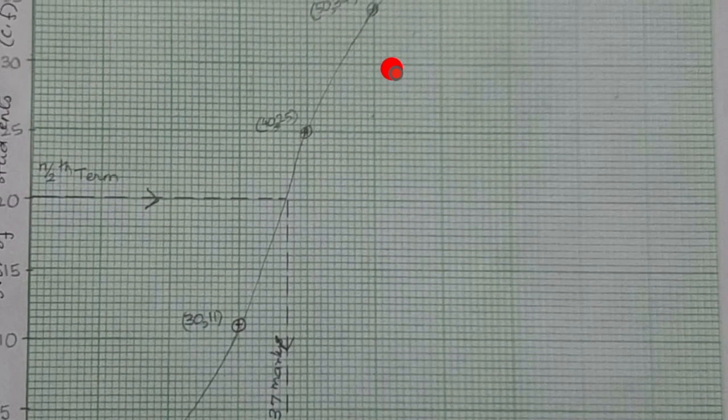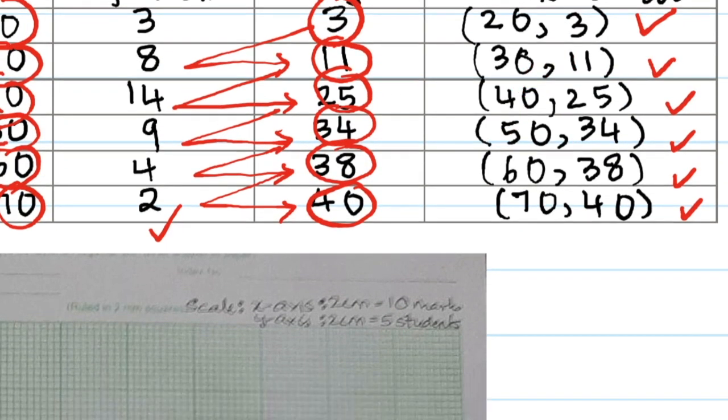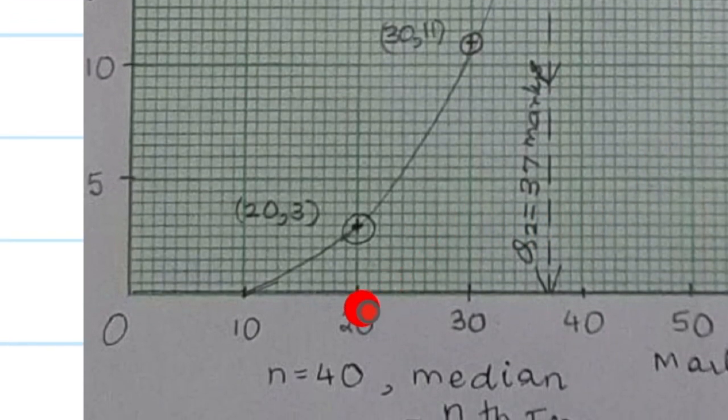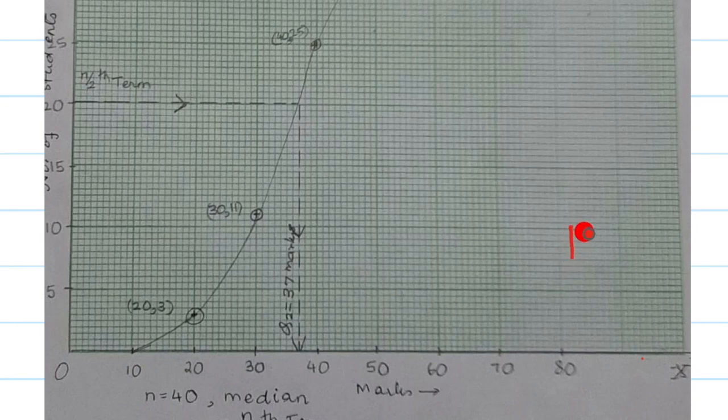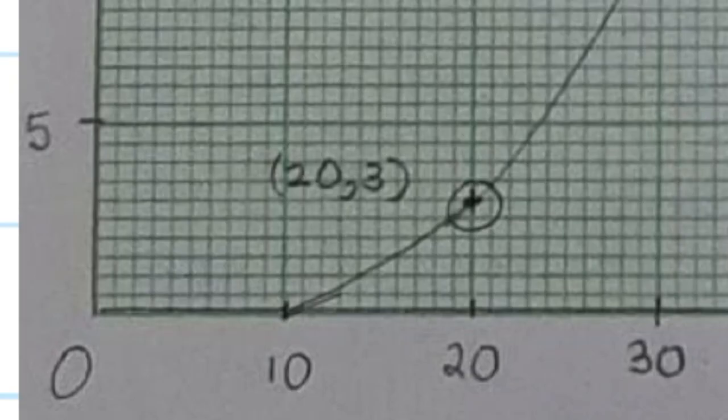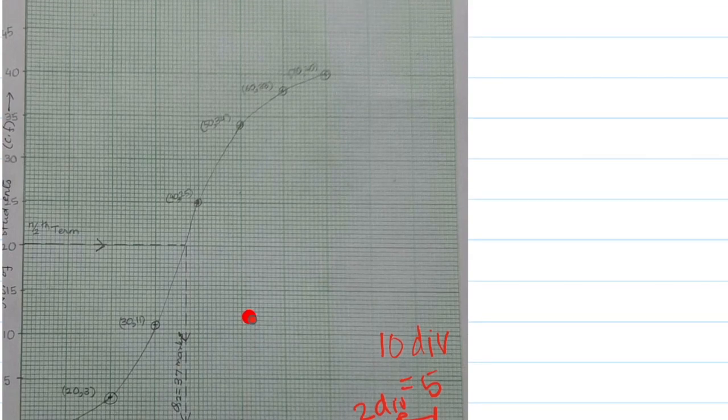What is our first point? It is (20, 3). So we take 20 here for the x coordinate, and for 3, now see, there are 10 divisions, and 10 divisions are equal to 5 units. So for 1 unit you will have to take 2 divisions. So if I want 3, I will take 6 from here. So 5 and 1, 6, I marked it over there, and I wrote over here (20, 3).